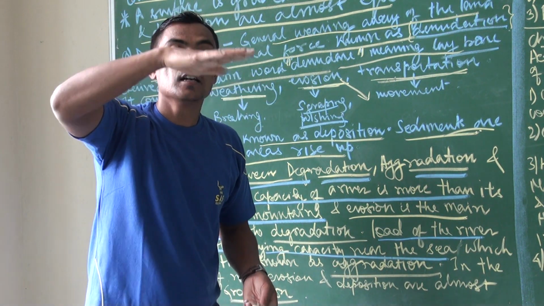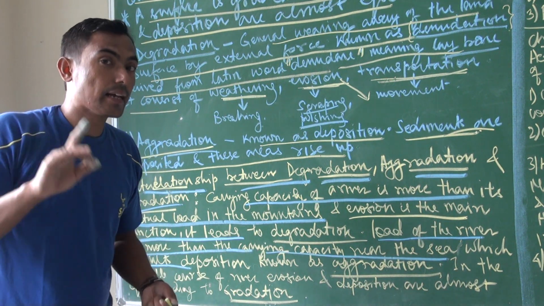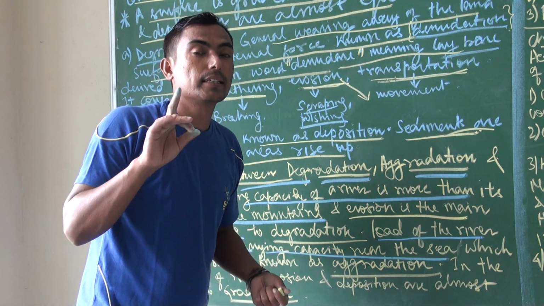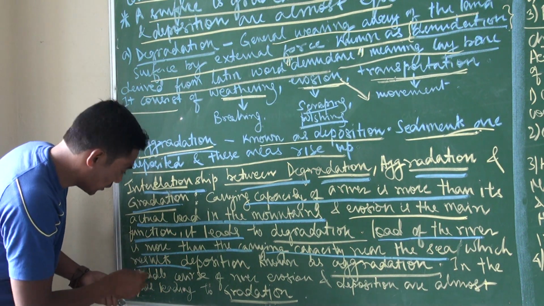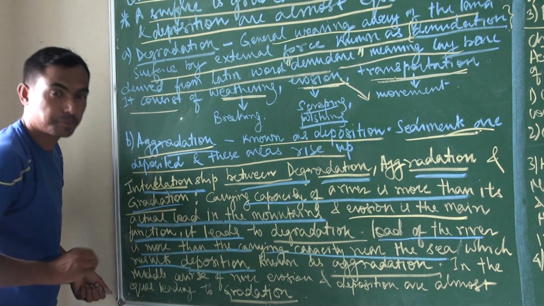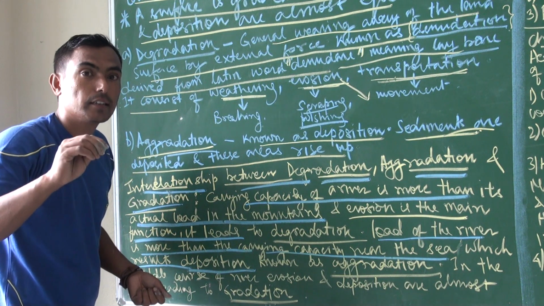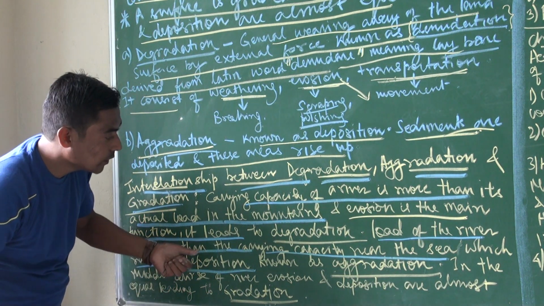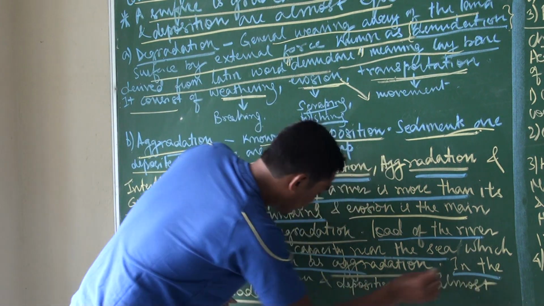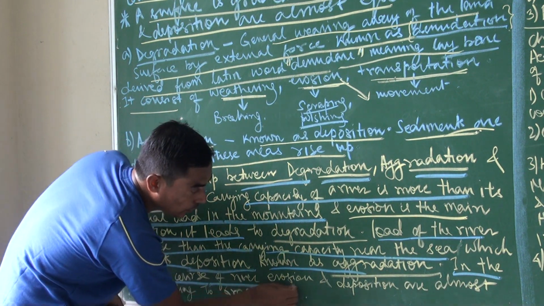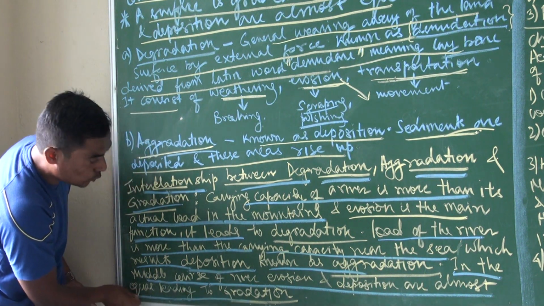Why? Because near the sea it is flat land. So on the flat land, the river becomes sluggish. The velocity of the water becomes very, very slow. As the velocity becomes very slow, its carrying capacity also decreases, especially near the sea, and which results in deposition. This deposition is known as aggradation. In the middle course of a river, erosion and deposition are almost equal, leading to gradation.